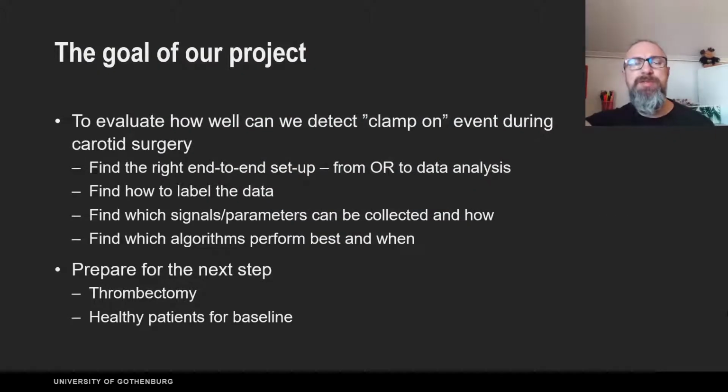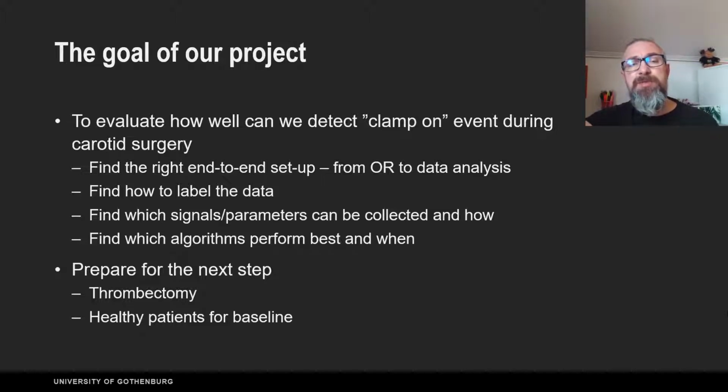Now, the goal of our project was essentially to evaluate whether we can replicate a medical professional's understanding of a specific operation with machine learning. So we wanted to know if we can detect different events, in particular a clamp-on event during a carotid surgery, which was the procedure that simulated the lack of cerebral perfusion in the brain, which means basically the blood flow in the brain was stopped. Why is that important?